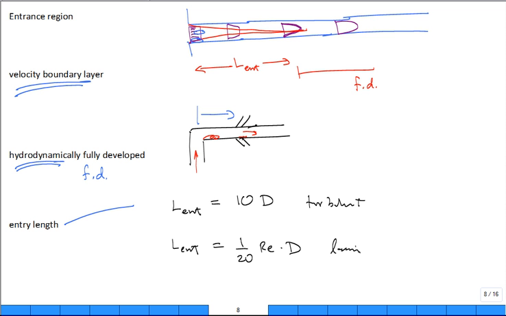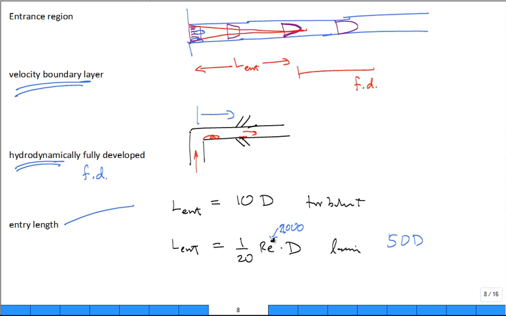Let's say the Reynolds number is 1,000. Am I laminar or turbulent if the Reynolds number is 1,000? Laminar. Just put 1,000 in there. How many diameters is that then? If I put 1,000 right here, I divide by 20, what do I get? 50 Ds, don't I? So it can be a lot longer than 10 diameters, 5 times longer. Let's say I put in 2,000 and it just is going to stay laminar. It's 100 Ds, 100 diameters.